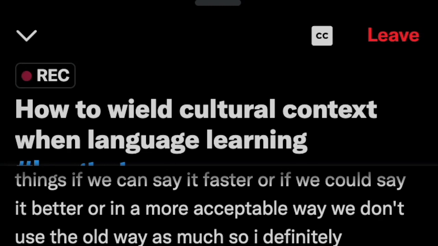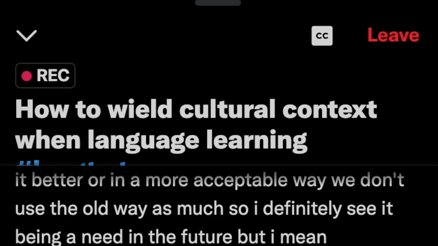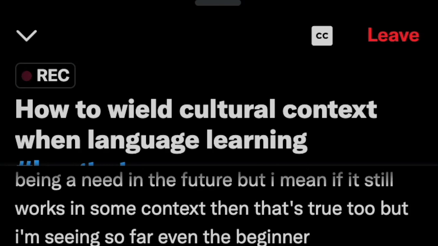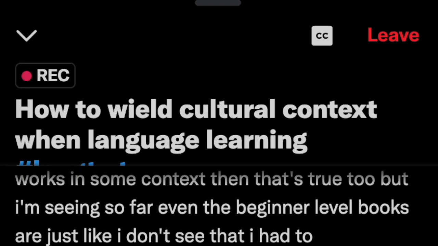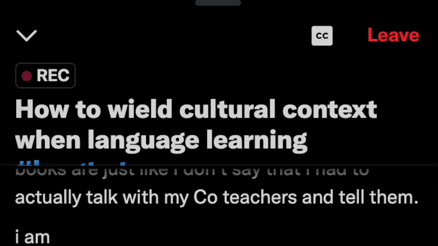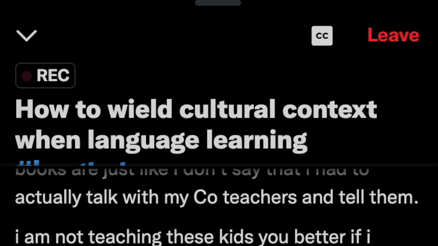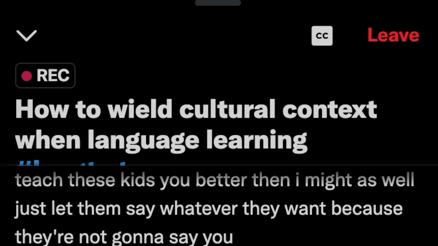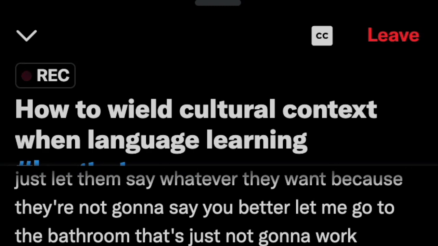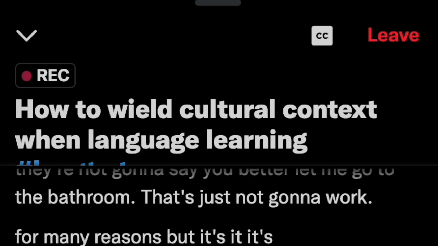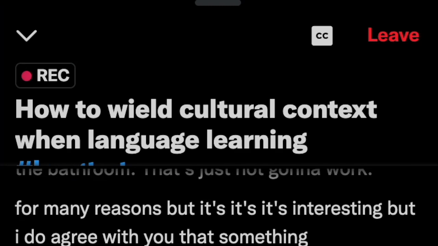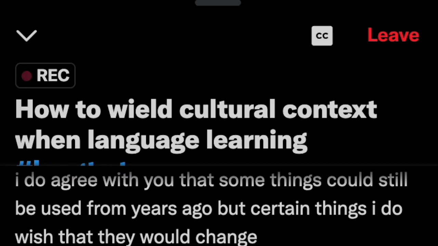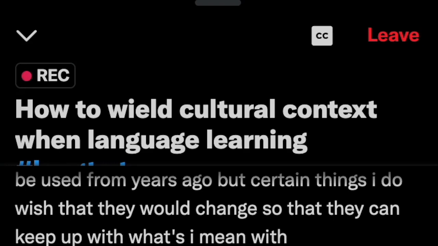So I definitely see it being a need in the future. But if it still works in some contexts, then that's true too. But I'm seeing so far, even the beginner level books are just like, I don't say that. I had to actually talk with my co-teachers and tell them, I am not teaching these kids you better. If I teach these kids you better, then I might as well just let them say whatever they want, because they're not going to say, you better let me go to the bathroom. That's just not going to work for many reasons. But it's interesting. I do agree with you that some things could still be used from years ago, but certain things I do wish they would change so that they can keep up with how we're talking now.